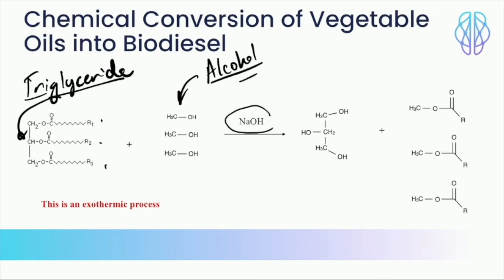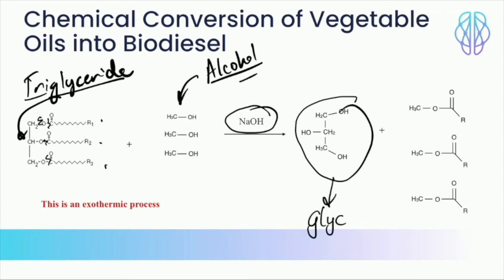The base acts as the catalyst, and essentially what happens is it cleaves each of these fatty acids off the glycerol backbone. So what you're left with is glycerol, or glycerine if you're American, and you have 1, 2, 3 biodiesel molecules that we can use.